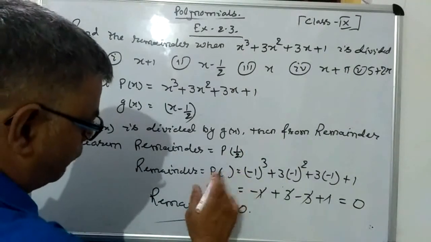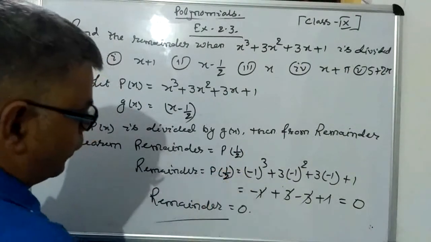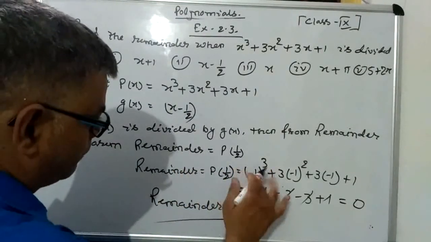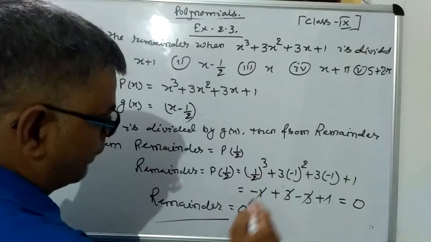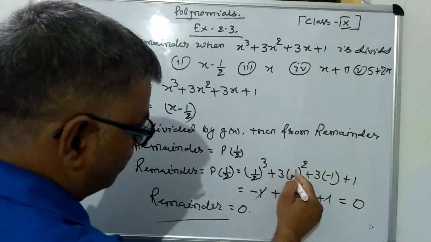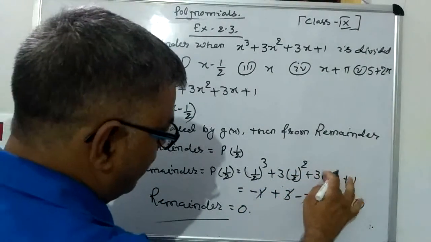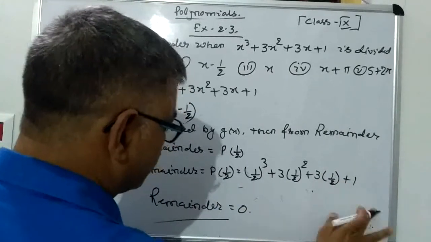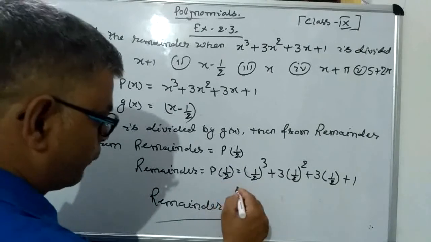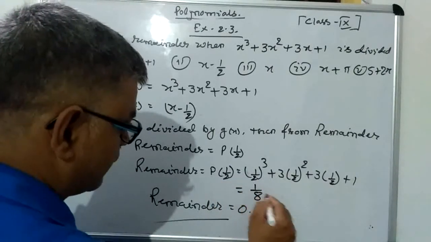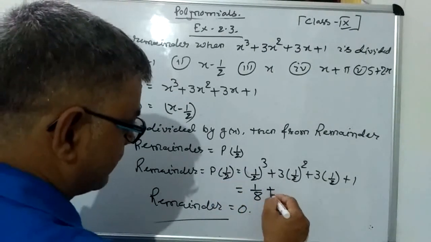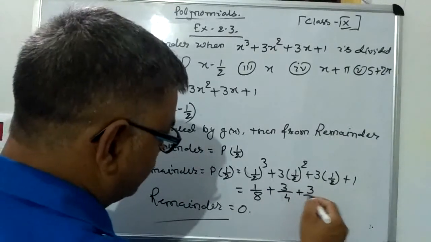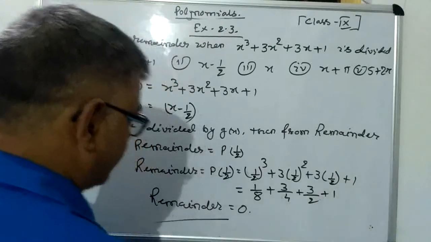So polynomial of 1 by 2 will become, just you put the value of 1 by 2: 1 by 2 cube, 1 by 2 square, and here also 1 by 2. So now you simplify this. So you will have 1 by 8 plus 3 by 4 plus 3 by 2 plus 1.